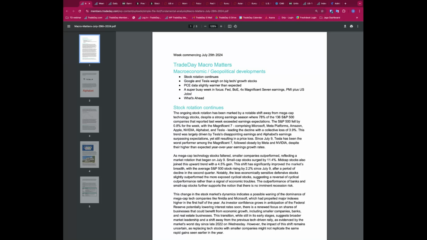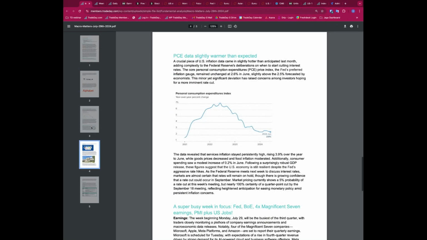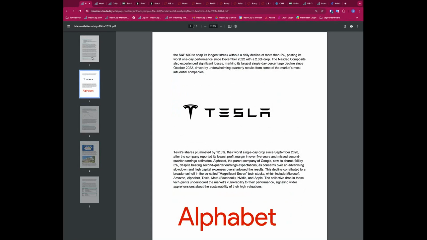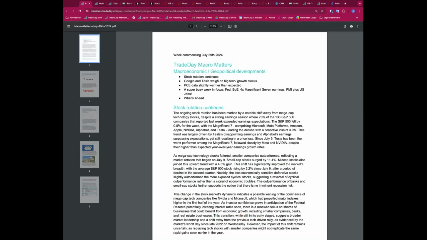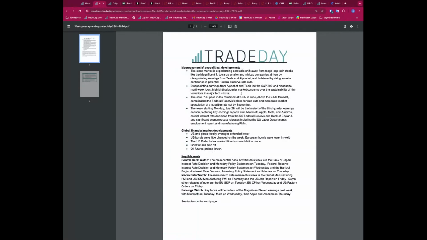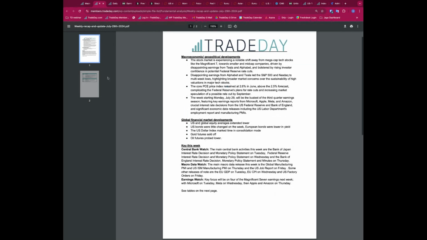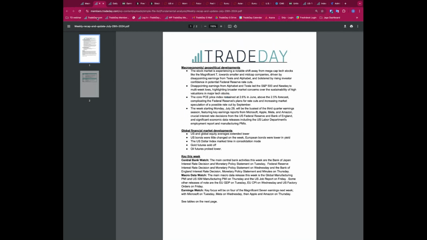In the middle column, we have the fundamental macroeconomic reports that we put up on a weekly basis. We have the Macro Matters, which is a more in-depth report looking both at what happened last week and why it happened, and then also looking at the week ahead. And then we also have in that middle column a more condensed version of this, which we call the Weekly Recap and Update.